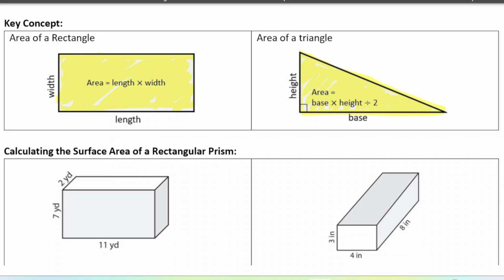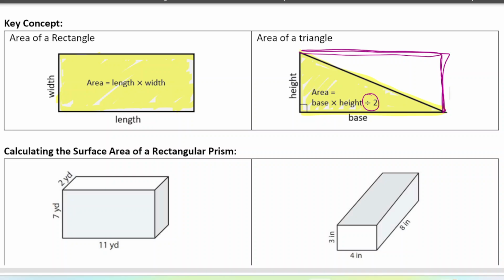In order to visualize that, I could draw this here, and you can see that if this was a rectangle, the yellow part that I shaded in is half its size. Okay, so that's why we divide by 2. Okay, let's start with rectangular prisms.